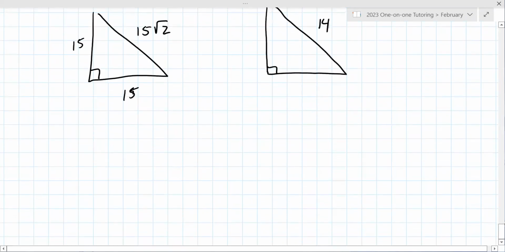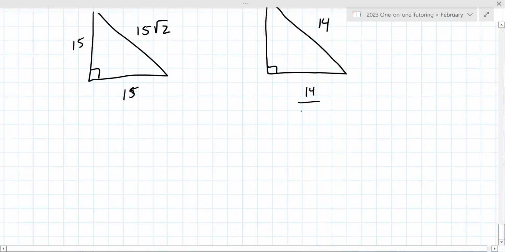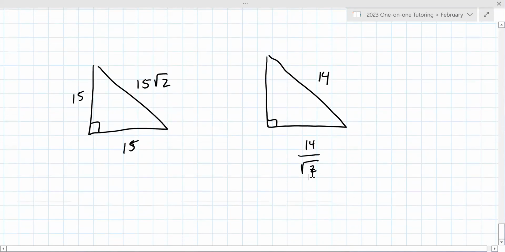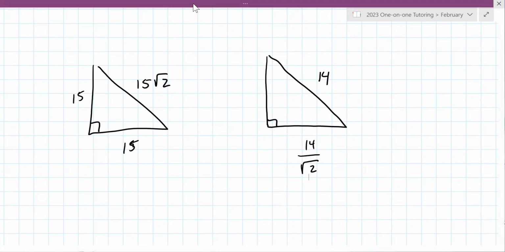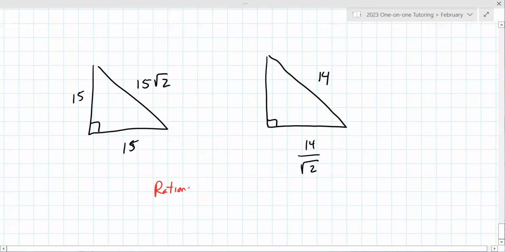So it's 14 divided by the square root of 2. Yeah, and that is 7. It's not 7. You can't just make things up like that. Did you hear this in class where you have to rationalize? Rationalize. Okay.